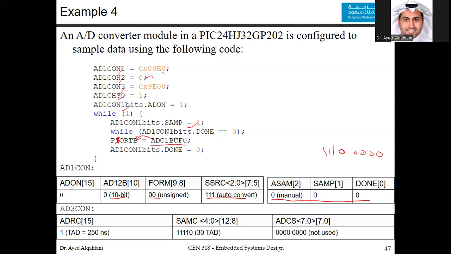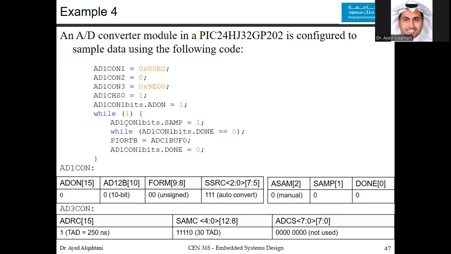Control register 0, we know that. Control register 3 is 00E9. And here, there is a slight difference. The values here are zeros. They are actually not used. But instead of having 31, as you see in the previous example, now we have 30. We have only 30 in the SAMC value. And we use the internal clock of the analog to digital converter, which has TAD equal to 250 nanoseconds.